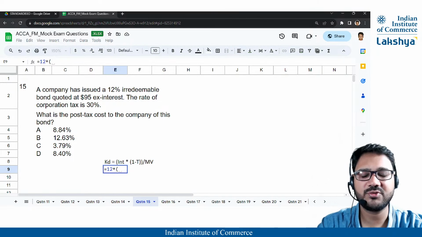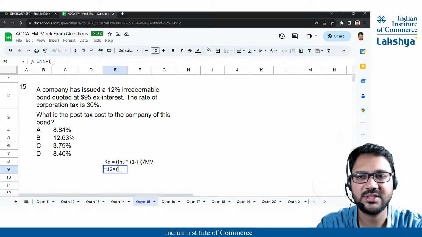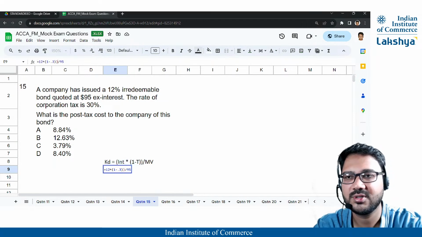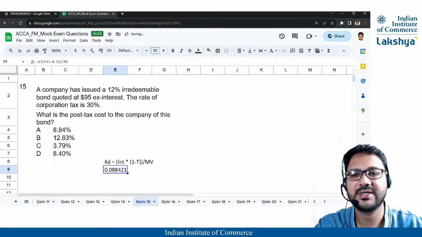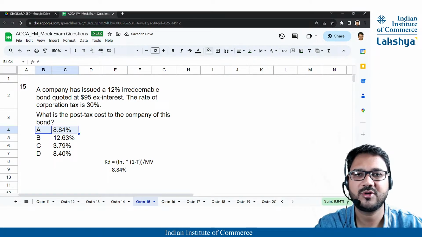Now, interest will be, you're thinking from the point of view of the company. That's why it's always post tax. Plus, they have explicitly given to us it's post tax. So 1 minus T, minus 30%, divided by the market value. The market value will be $95 x interest. Let me just put in a proper bracket, so defining the numerator explicitly, just to avoid any calculations. All right. So as a percentage, this is 8.84. So option A.